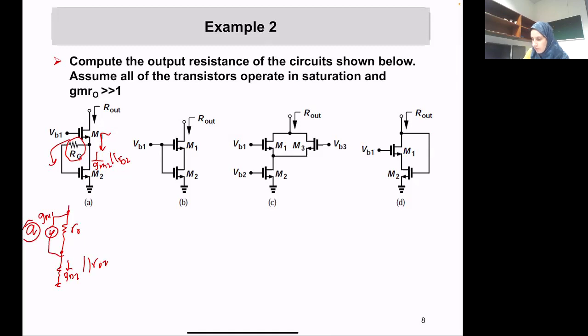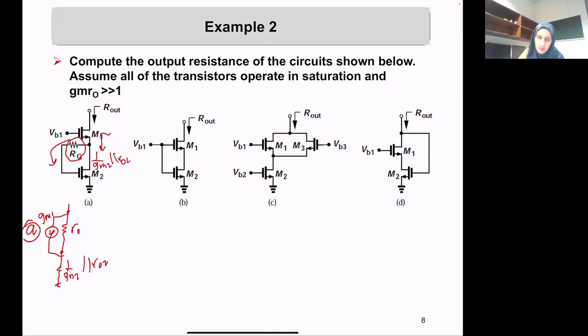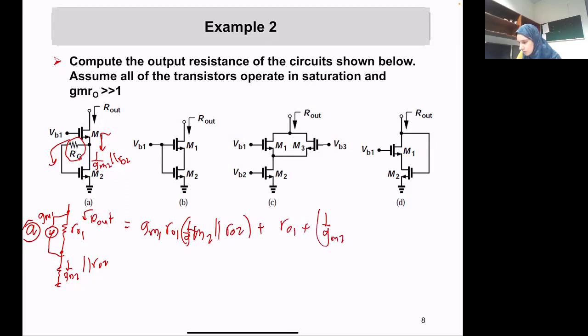Yeah, in my drawing of the previous one here, I forgot to add the GM V1, because otherwise it will look like they are appearing in series with each other, and that can be confusing. I don't want you to get confused on this. So R out 1 multiplied with 1 over GM2 in parallel with R out 2, plus R out 1, plus 1 over GM2 in parallel with R out 2.